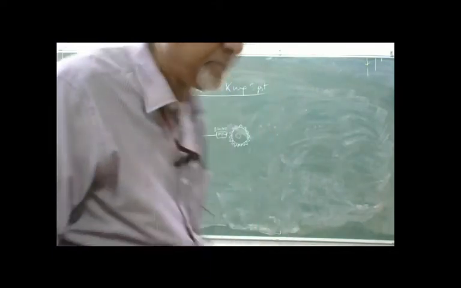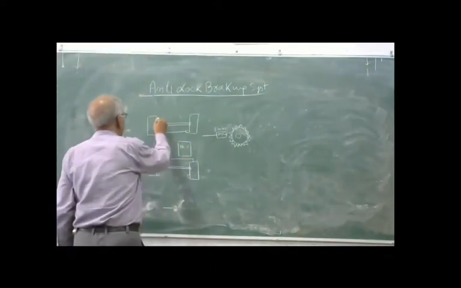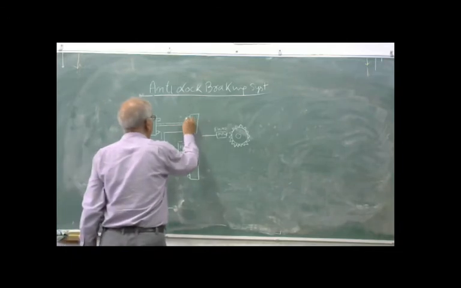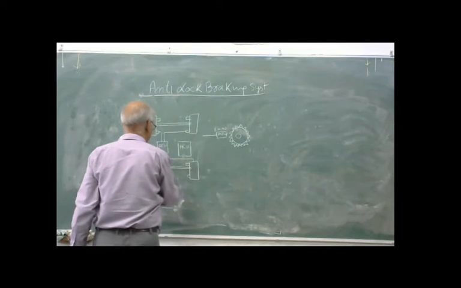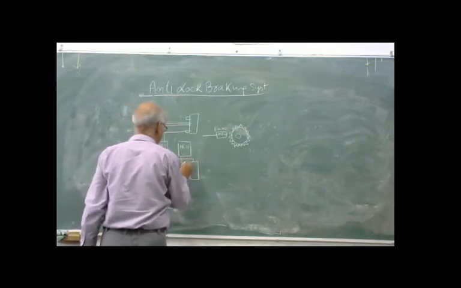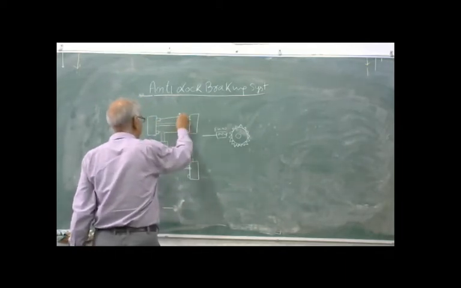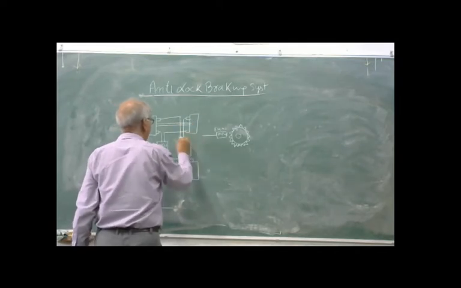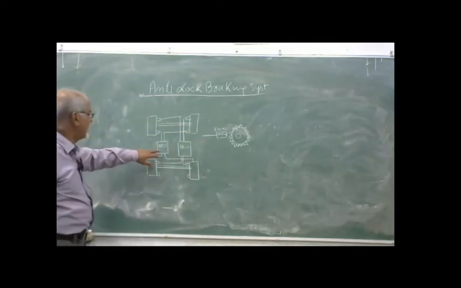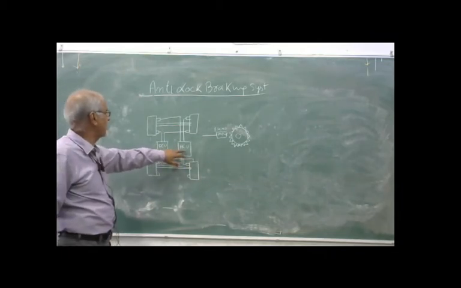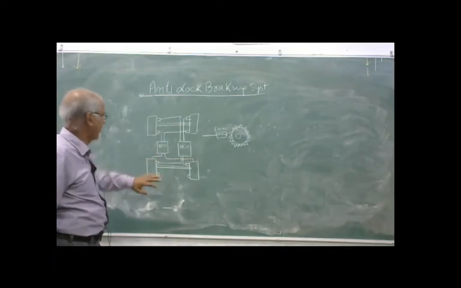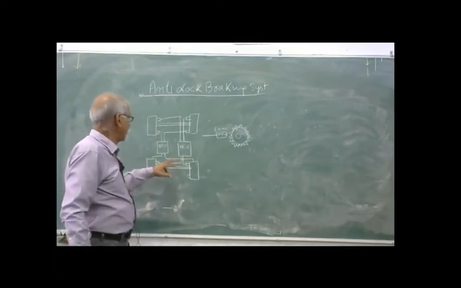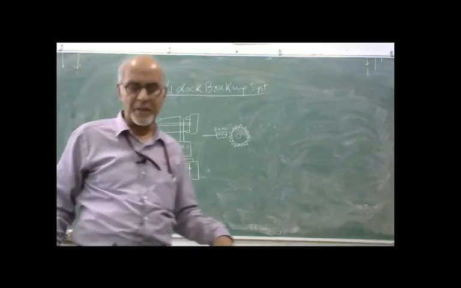Now we have the braking system. These are the four brakes. See, so electronic control unit and hydraulic control unit. These are the four wheels which are in operation. Now what happens when you apply the brakes?